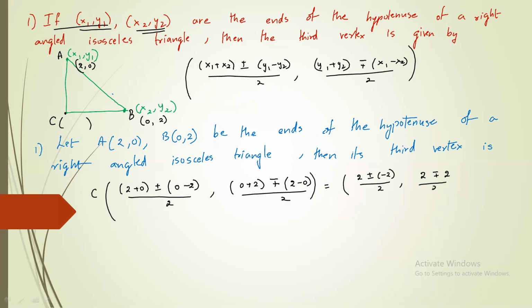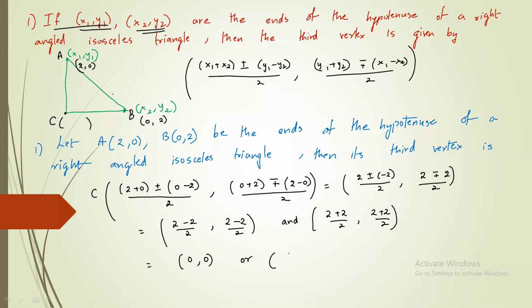So actually I can make it as two coordinates, like (2 minus 2) by 2, (2 minus 2) by 2, and the other one (2 plus 2) by 2, (2 plus 2) by 2. So for C, we get (0, 0) or the other option is (2, 2). Whichever is given in the option, we can take that. If both are given, we can select both.